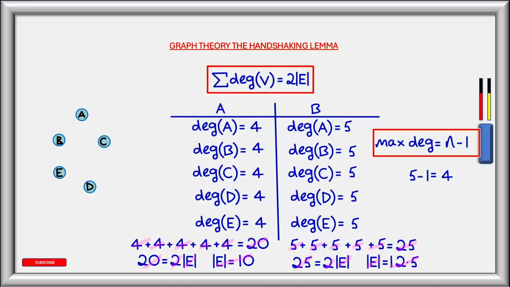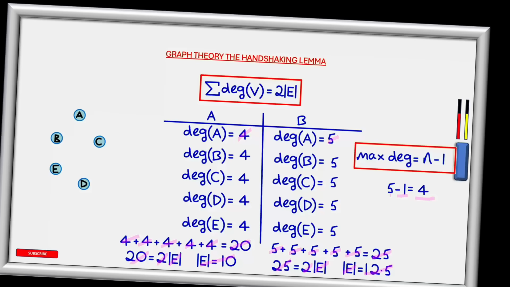Let's also do the capacity test. So the maximum degree of a vertex is equal to n minus 1 in a simple undirected graph, where n is the number of vertices. So we have 5 vertices, so 5 minus 1 is equal to 4. In graph A, the maximum degree of a vertex is 4, so it passes the test. And in graph B, the maximum degree of a vertex is 5. The graph B also fails the capacity test. So the only graph we can draw here is graph A.